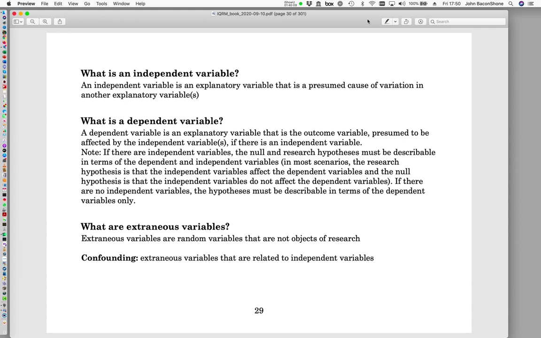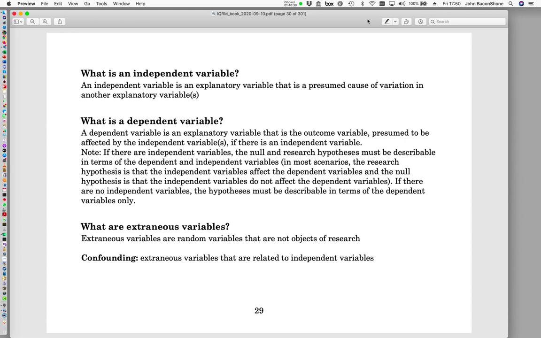Of course, if you have multiple independent variables, then you may have a more complex situation because you've got more than two hypotheses of interest. So if there are no independent variables, then the hypotheses must be describable in terms of the dependent variables only. So that is possible.